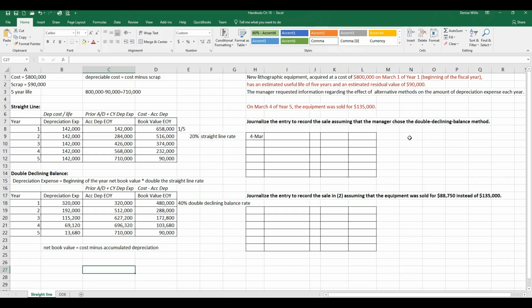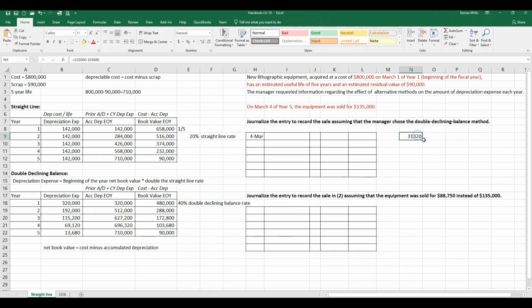First, let's consider what is our carrying value of this asset. We are carrying this asset at the end of year 4 at $103,680. We are going to sell it for $135,000. So we're going to sell it for more than we're carrying it at. We know we have to have a gain. So let's look at that gain. We're going to have $135,000 minus $103,680. We should have a gain of $31,320.